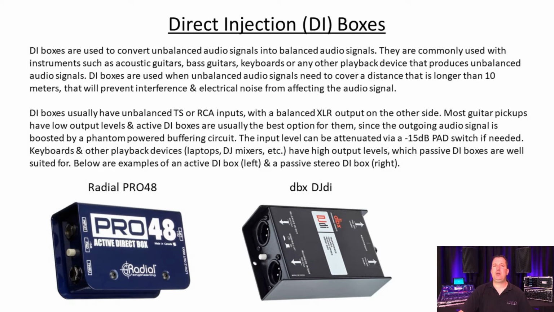DI boxes usually have unbalanced TS or RCA inputs with a balanced XLR output on the other side. Most guitar pickups have low output levels, and active DI boxes are usually the best option for them, since the outgoing audio signal is boosted by a phantom-powered buffering circuit. The input level can be attenuated via a -15 dB pad switch if needed.